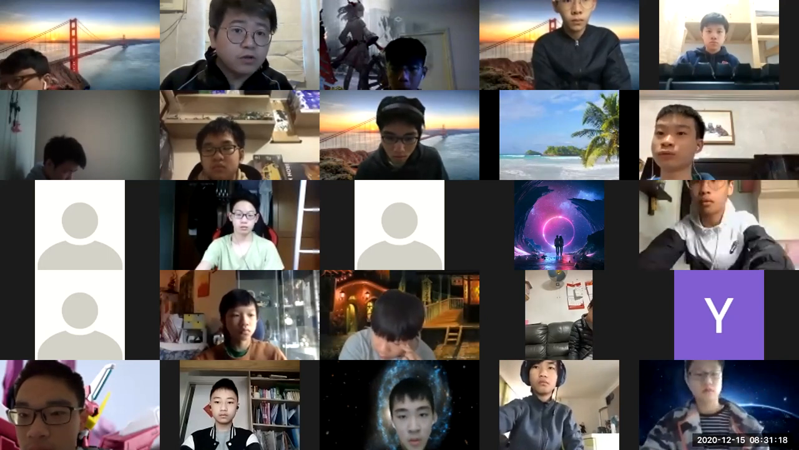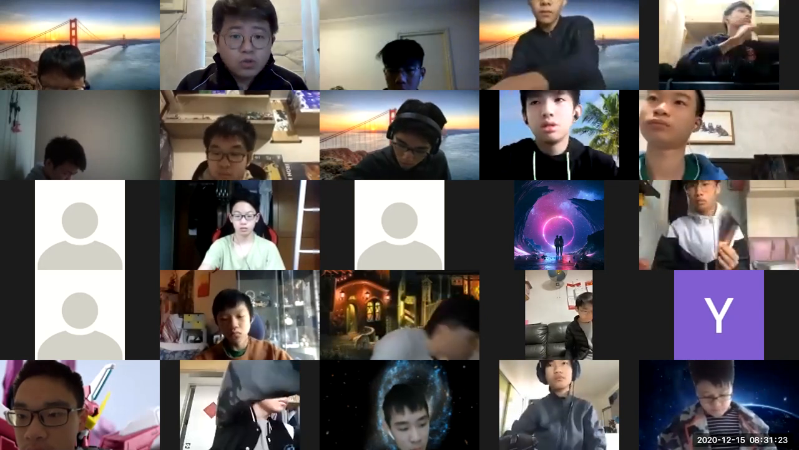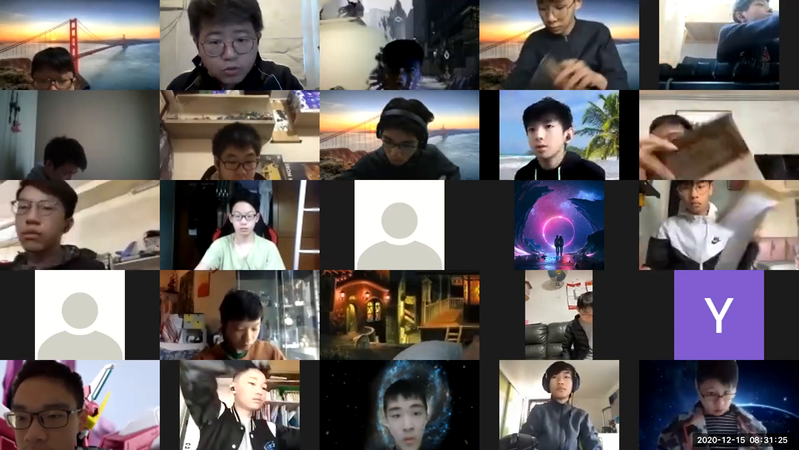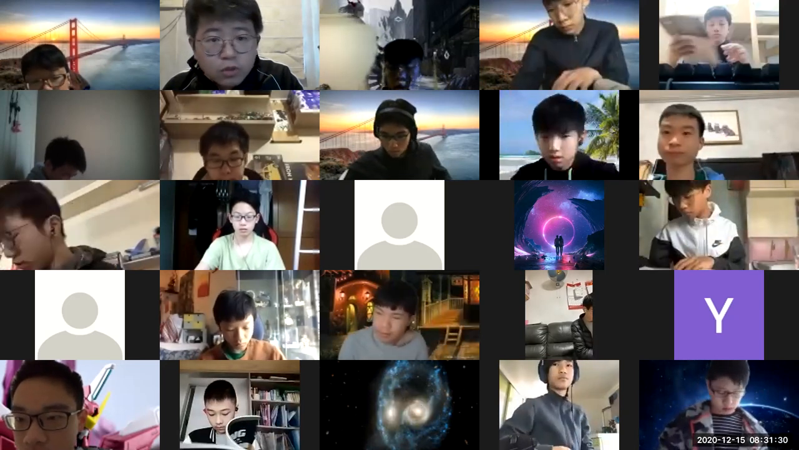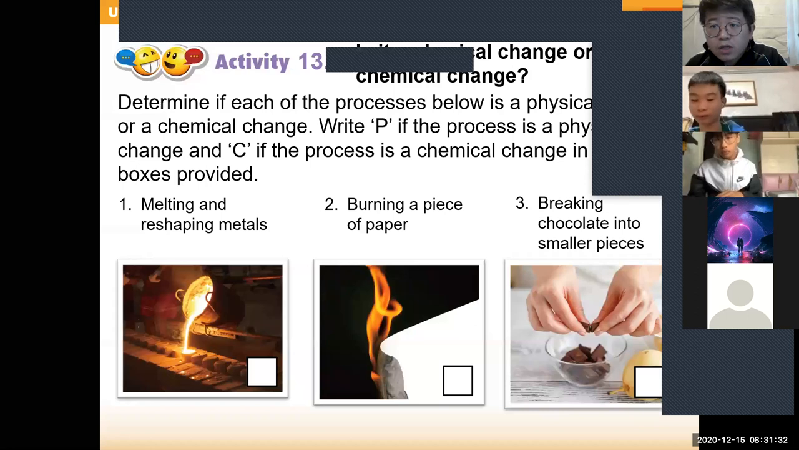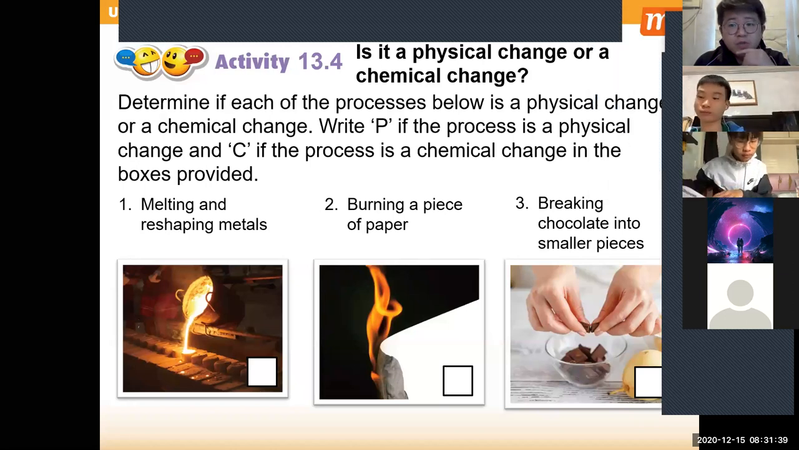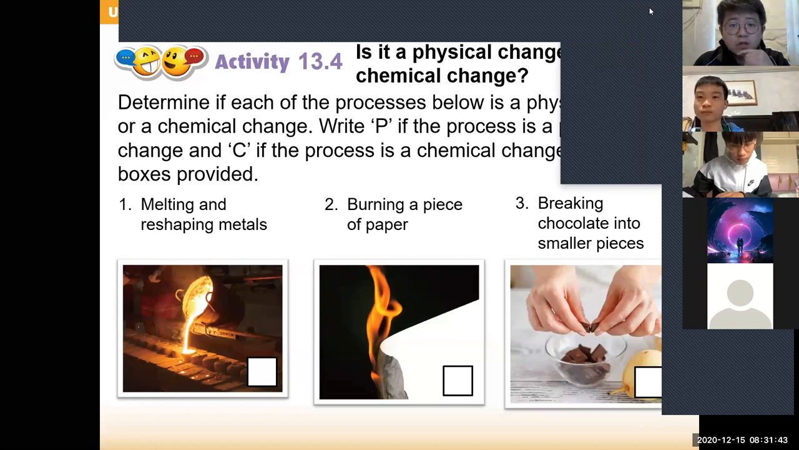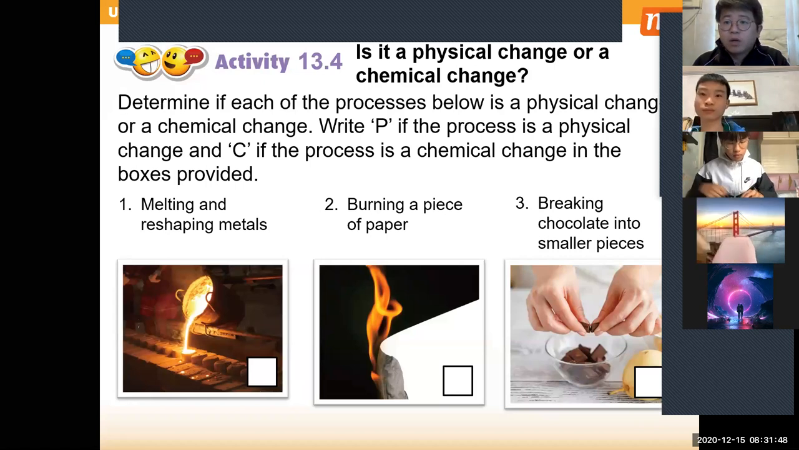Turn to activity 13.4 of your book. You may find the page, I will show you that one. To start with, spend some time on doing this, and most importantly give me the reason. It is about distinguishing whether the process is a chemical change or a physical change.